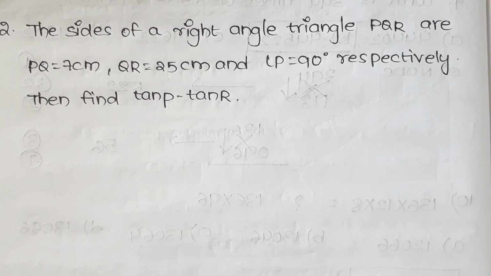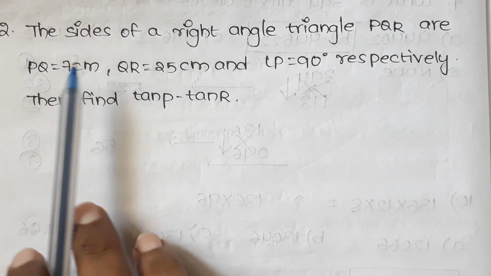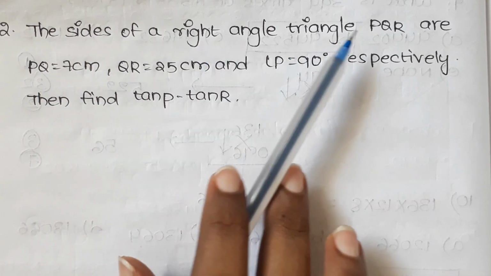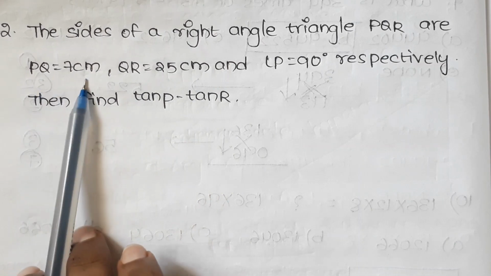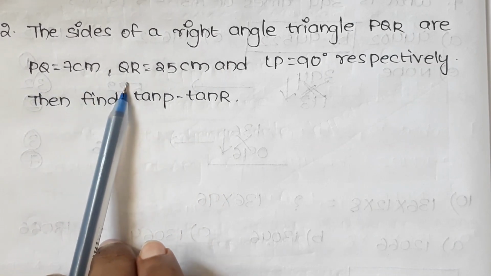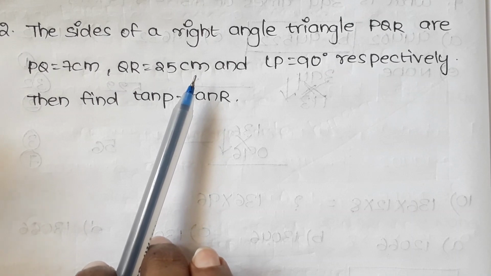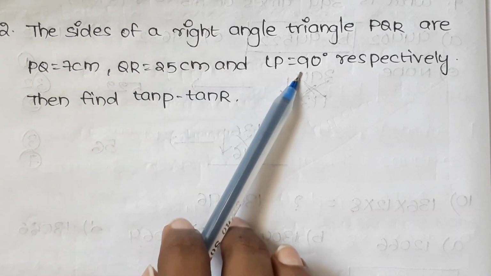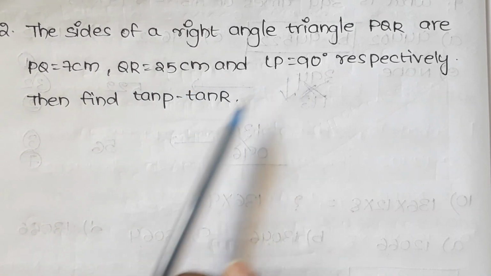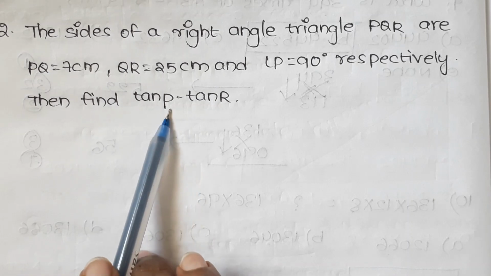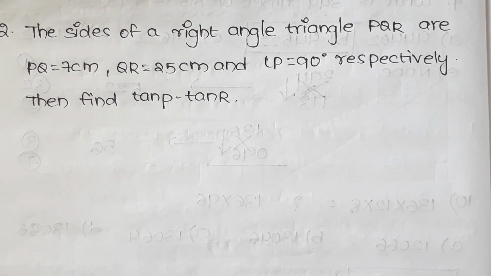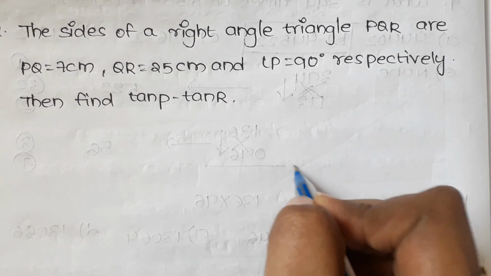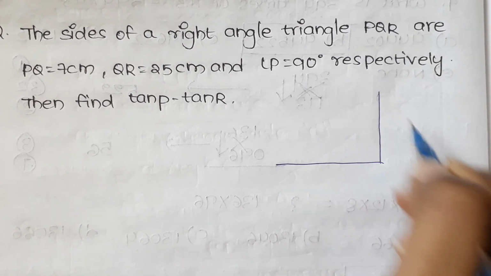And here is the second question, that is the sides of a right angle triangle PQR are PQ equals to 7 centimeter, QR equals to 25 centimeters and angle P is 90 degrees respectively. So then find tan P minus tan R. And now according to the question, let us draw the required triangle PQR.